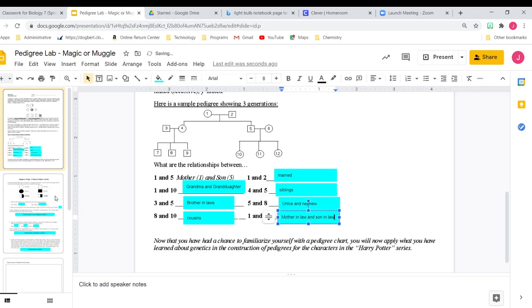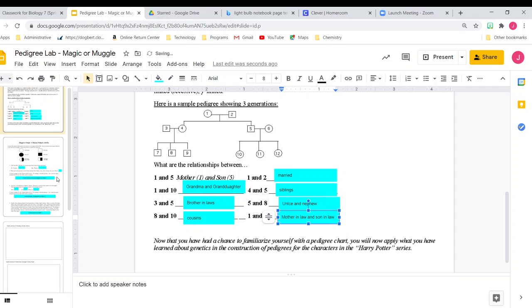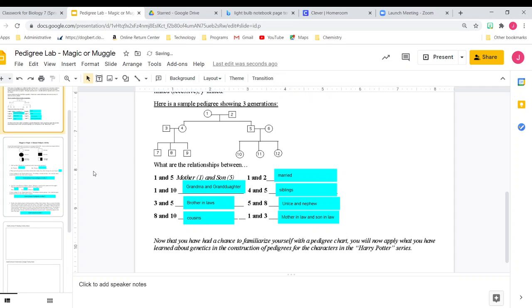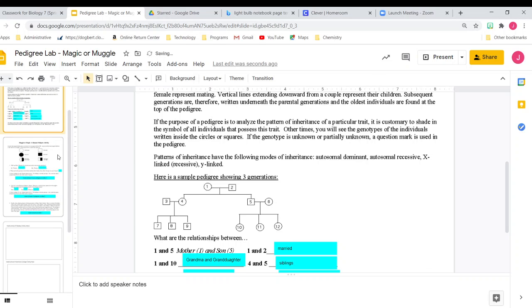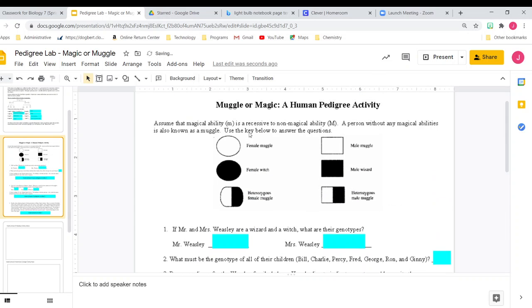Now what we're going to do is look at the magical world of Harry Potter, which, by the way, I absolutely love. So let's look at this, okay? When we're looking at this key, a female muggle, which means no magical power, is going to be completely open. So it's an unaffected female. An affected female is a female witch. They have magical powers. And our heterozygous on these are going to be half and half. So this would be what we consider that carrier, okay? Which means they have no magical powers, but they could have a child that does. And the same for the males, okay?